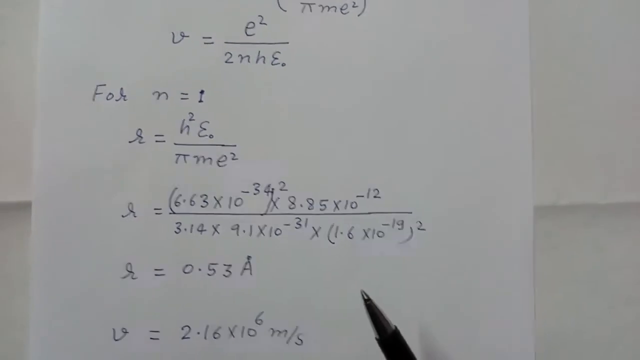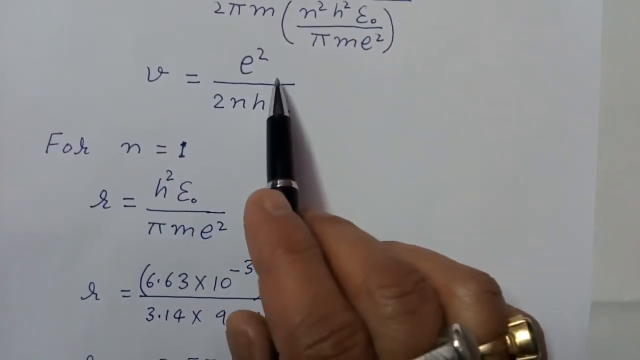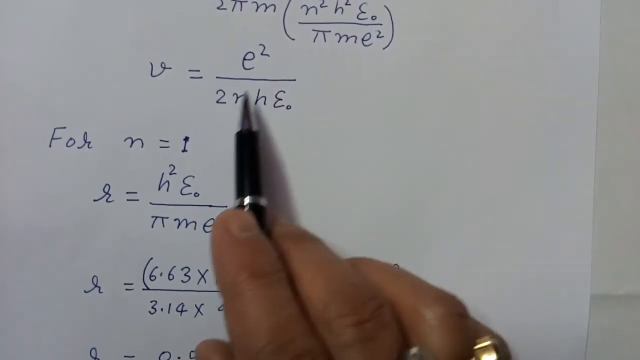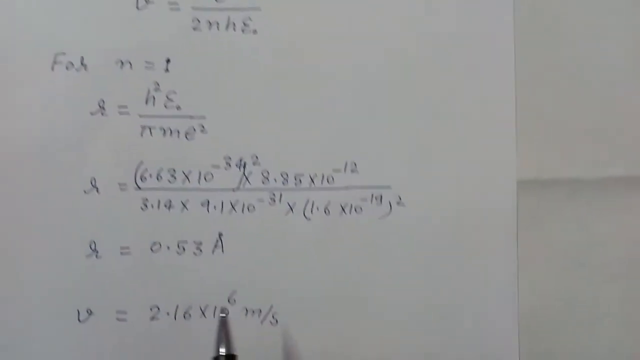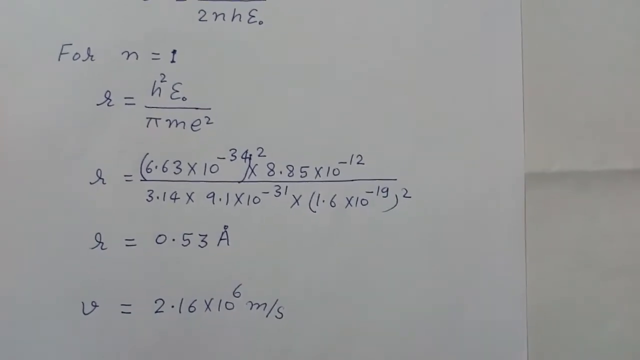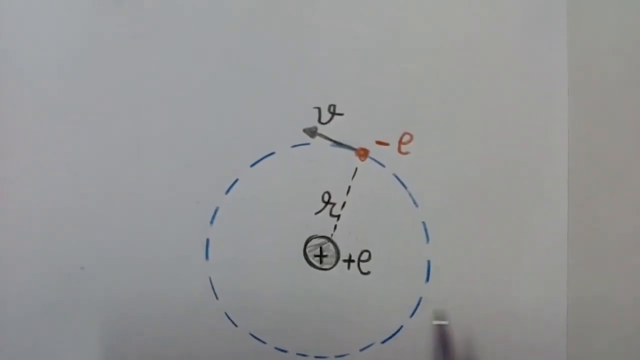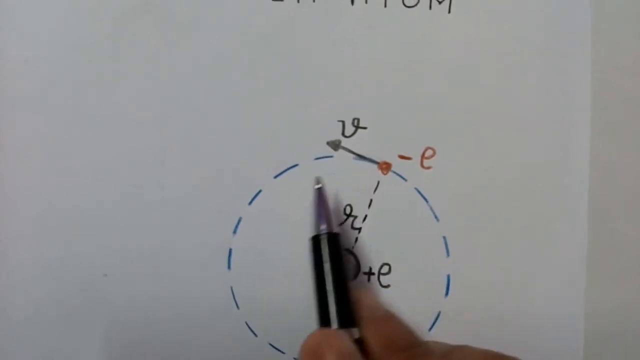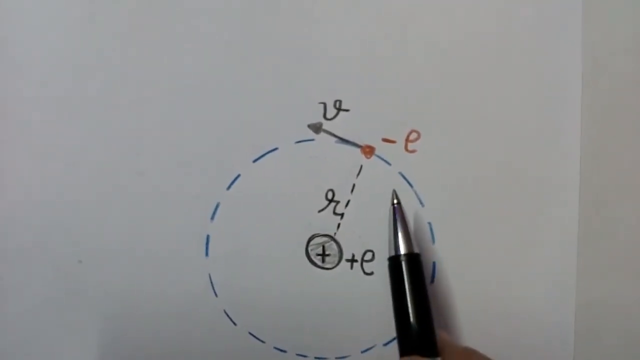Now similarly we can find out the velocity of the electron. v is equal to e square upon 2 nh epsilon naught. For n is equal to 1, v is equal to e square upon 2h epsilon naught. Substituting values, we get v is equal to 2.16 into 10 power 6 meter per second. So the electron is revolving in a radius of 0.53 angstrom in the first orbit in hydrogen atom around the nucleus.